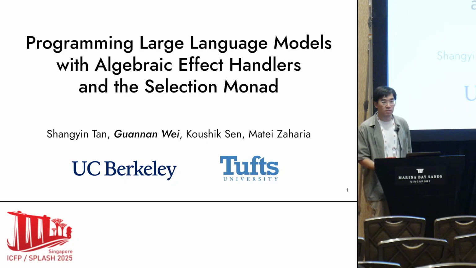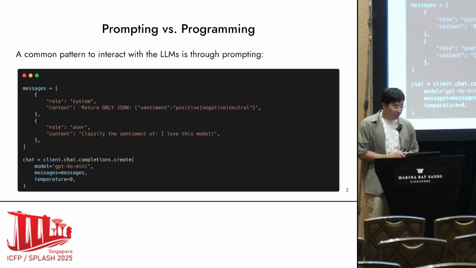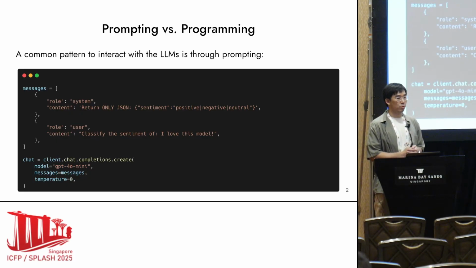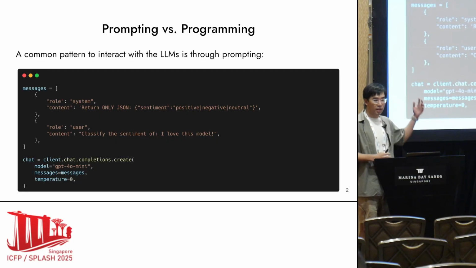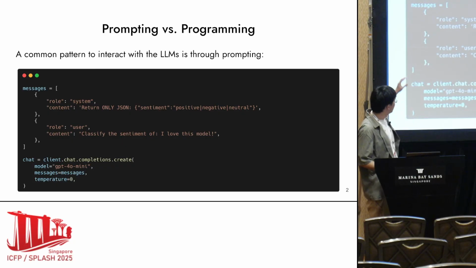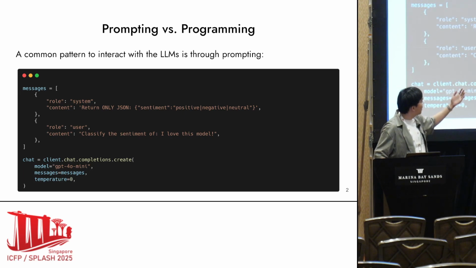So I'm going to give another talk about using algebraic effects to model the interaction with large language models. A simple way to interact with a language model is through prompting, and prompting is really just string manipulation. Here I have an example of sentiment analysis using GPT. I have a system prompt specifying that we expect a JSON format to give us the sentiment result: positive, negative, or neutral.